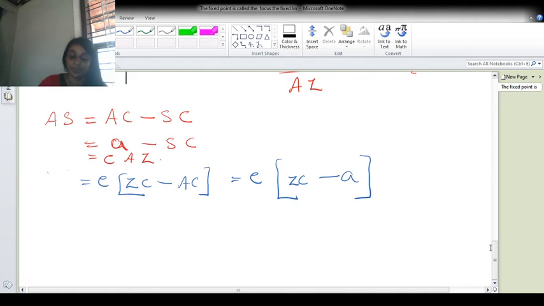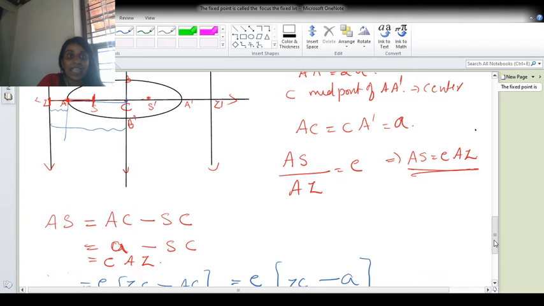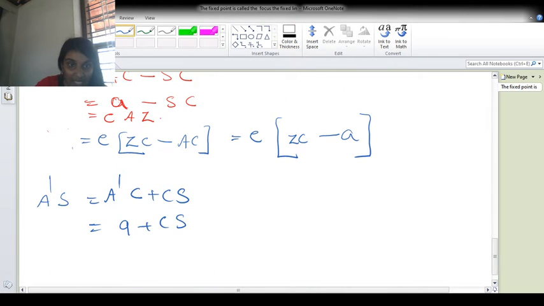Next we can find A dash S. So what is A dash S? A dash S is this distance. A dash S is A dash C plus CS. A dash C is a. So A dash S is a plus CS.